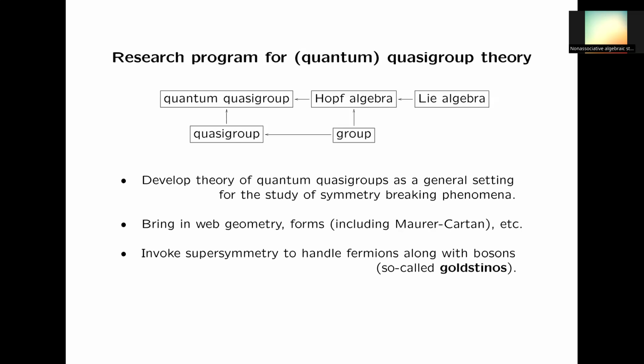Invoke supersymmetry if we don't just want to talk about bosons, sort of forces, but we also want to talk about electrons and stuff like that. Well, we can combine that to do supersymmetry breaking, and there, rather than the Goldstone modes, they talk about Goldstinos. And use quasigroup theory to quote unquote repair broken symmetry.